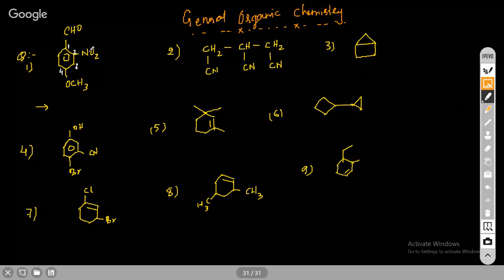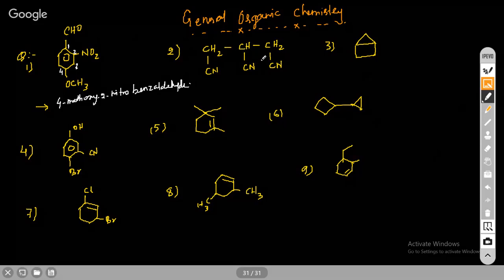Atmesh has written 2-nitro 4-methoxy, which is wrong because we have to follow the alphabetical sequence, right? So we should write methoxy first and then nitro. So the name of this compound will be 4-methoxy 2-nitrobenzaldehyde. Okay. Second one, you see, we have three functional groups present here.